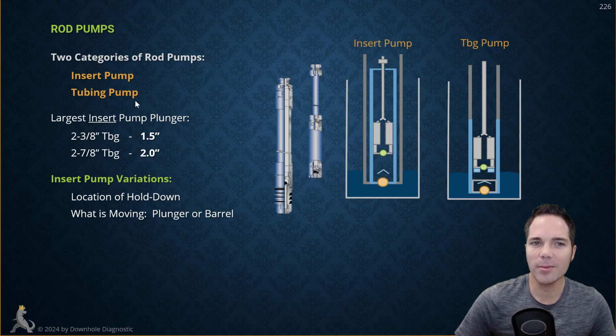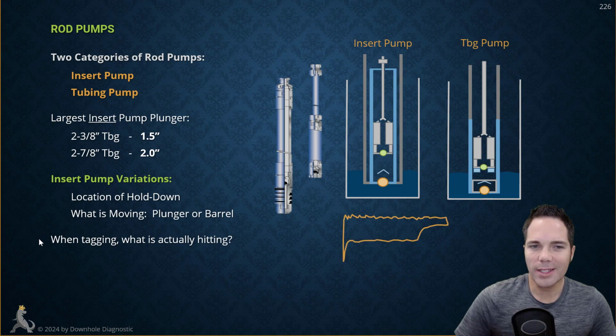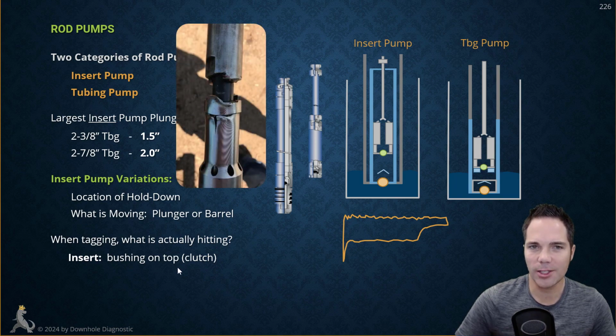Now, when it comes to tubing pumps, there's also oversized tubing pumps, and I'll show you that later on in the course. Now, when a well is tagging, what's actually hitting? So, for example, if you're tagging down like this, what's actually impacting on the particular pump? Well, when it's an insert pump, it's going to be the bushing on top. This is also known as the clutch. So it's going to be this bushing right here that is impacting the top of the pump.